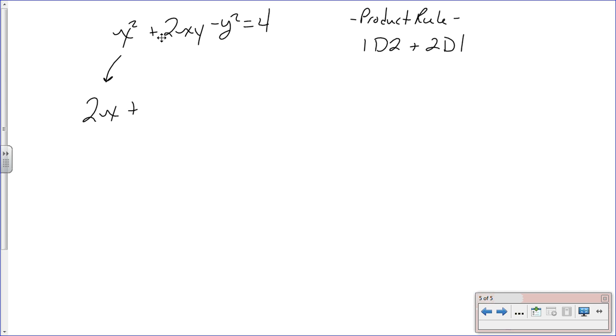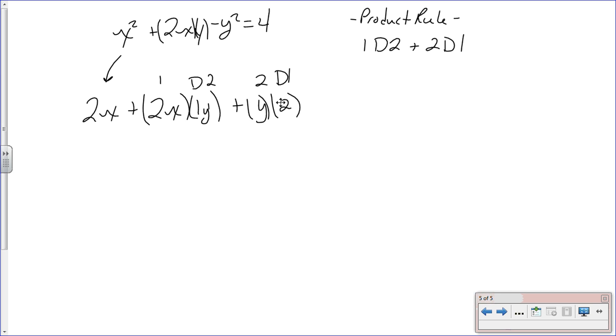So the 2x is going to be the 1, and the y is going to be the 2. So this will be 2x, so that's 1. d2, since it's just a y, it'll be y prime, plus 2, which is y, times the derivative of the first one, which is just the 2. And then, of course, minus 2y y prime equals derivative of 4, which is 0.